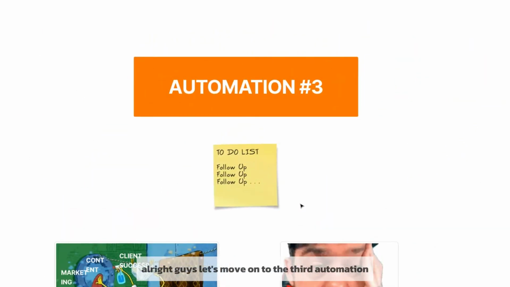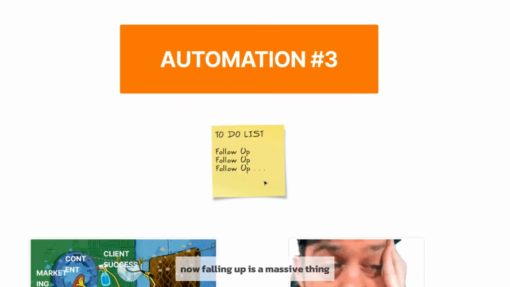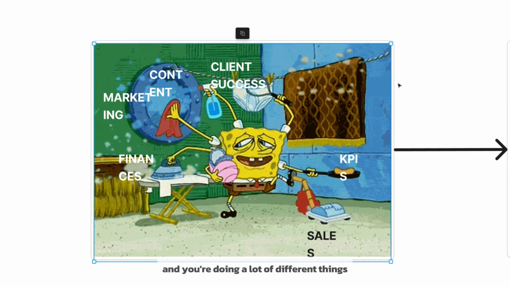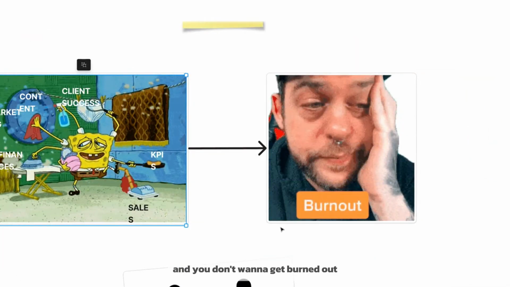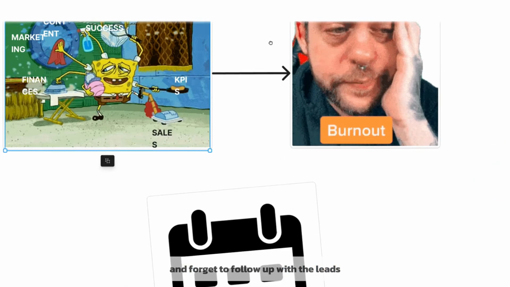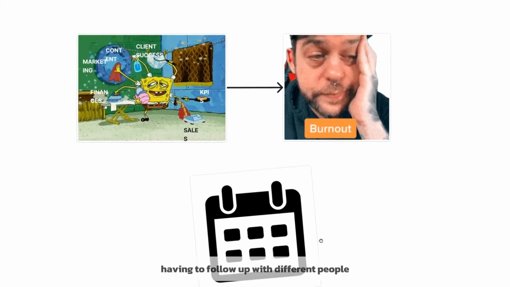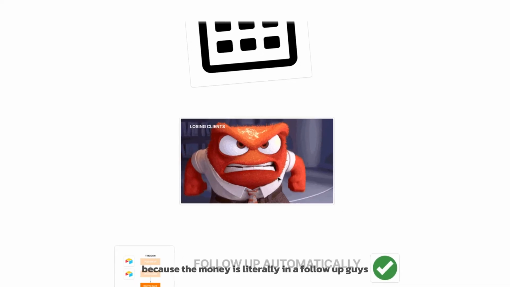All right, guys, let's move on to the third automation, which, you guessed it, is following up. Now, following up is a massive thing that everyone needs to do. But when you're running an agency and you're doing a lot of different things, from client success to marketing to content, finance, sales, KPIs, it can get extremely overwhelming and you don't want to get burnt out and forget to follow up with those leads. Because especially if you have a very busy calendar, having to follow up with different people is just going to cause you to lose clients. Because the money is literally in the follow-up, guys.